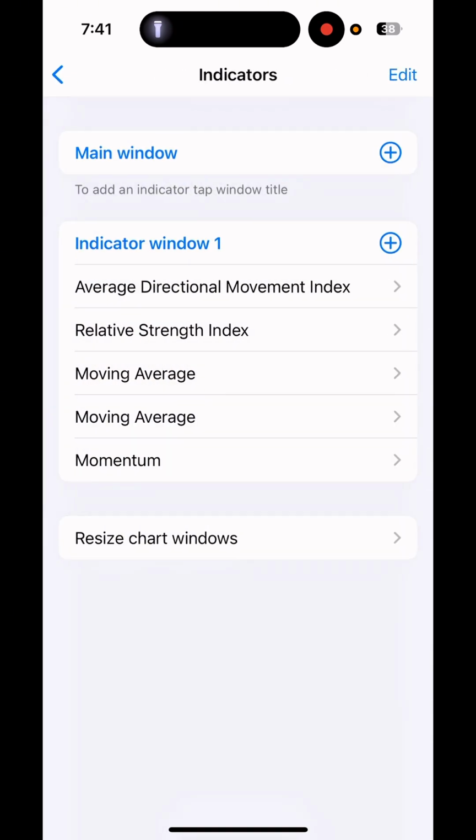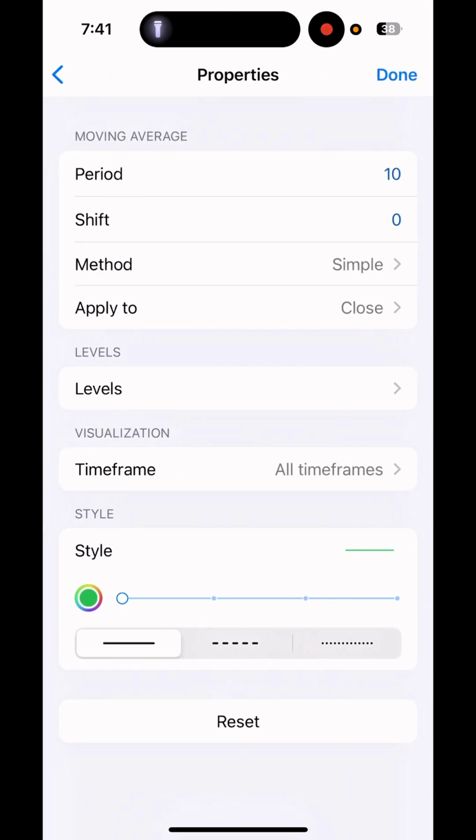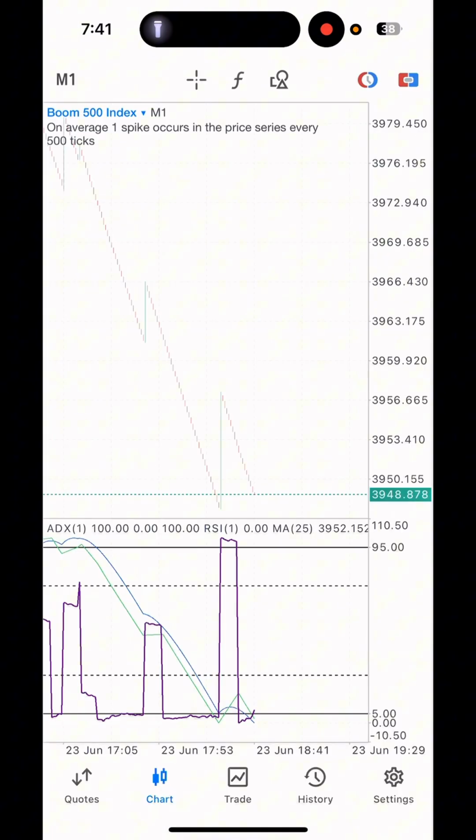Then when you're done with that, you want to make sure that you add the moving average again, but this time it's going to be different parameters. Okay, you want to make sure that you put the period on 10, shift 0, method simple, you apply to close. Okay, then you add the style on 1 pixel, color green on this first red line. Then you click on done.